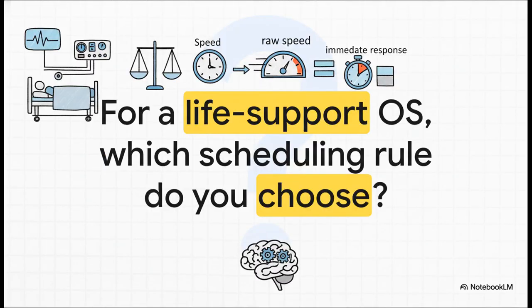And that brings us to our final thought. Let's make this real. Imagine you are put in charge of designing the operating system for a hospital's critical life support machine. This is a system that can never, ever be slow to respond. So what kind of scheduling rule would you choose? Do you prioritize fairness, raw speed, or immediate, predictable responsiveness? The answer isn't easy, but it's a decision where lives are literally on the line. Think about it.